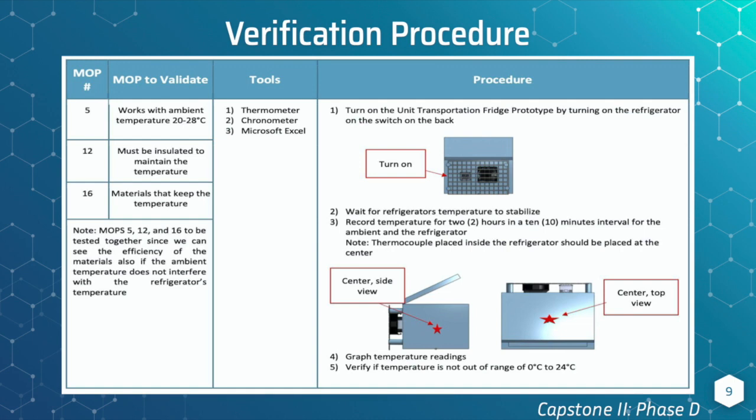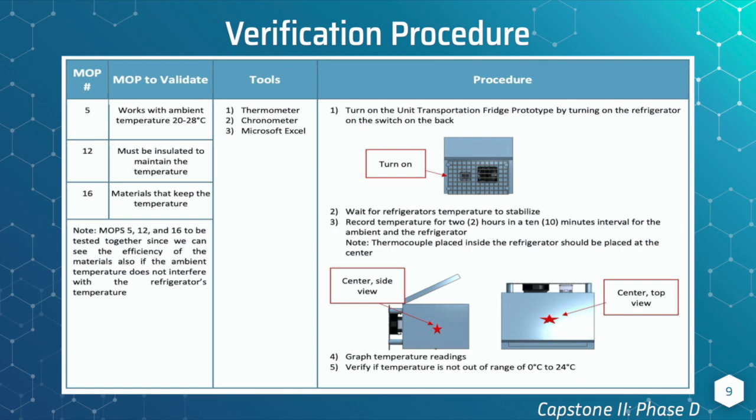The tools are a thermometer, chronometer, and Microsoft Excel. The thermometer is for temperature keeping, the chronometer is to measure the time, and Excel is to annotate the measurements. As part of the procedure, we have to turn on the unit transportation fridge prototype by turning on the switch on the back, wait for the refrigerator temperature to stabilize, and record the temperature for 2 hours at a 10-minute interval for the ambient temperature and the refrigerator. So we will have 2 thermometer readings.